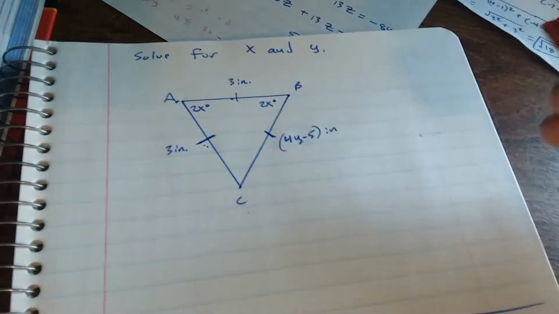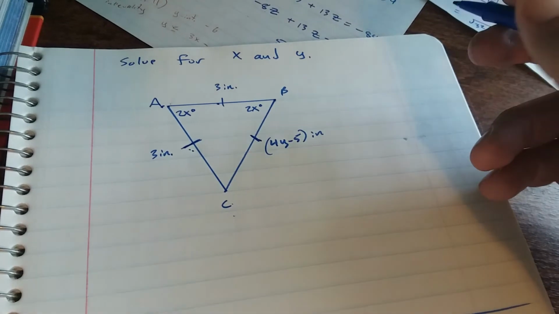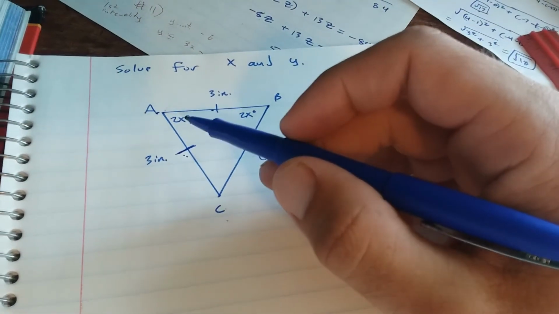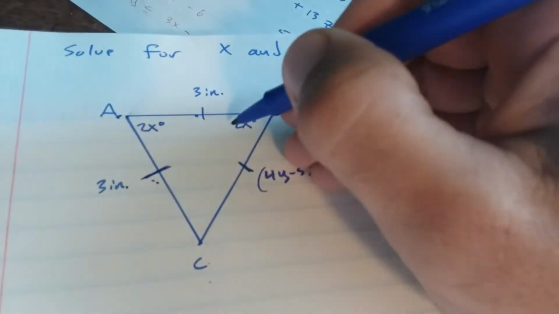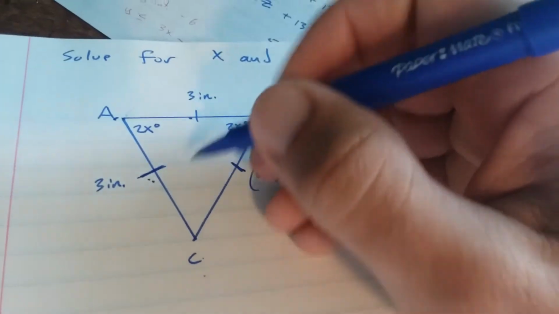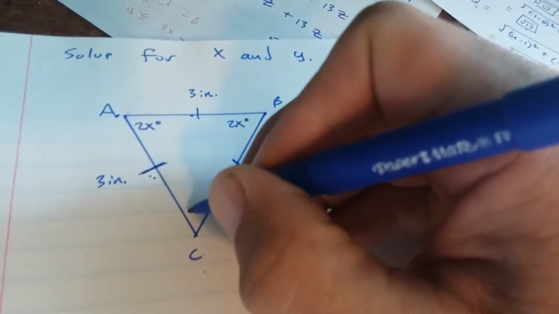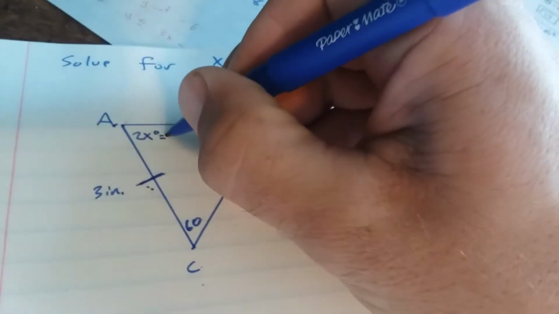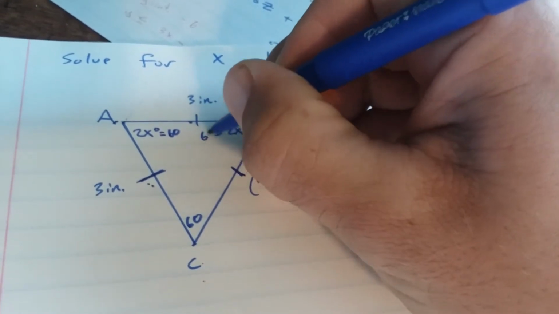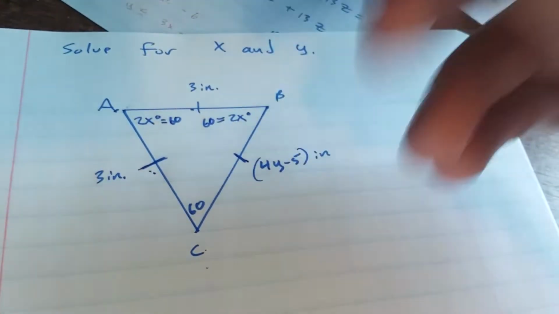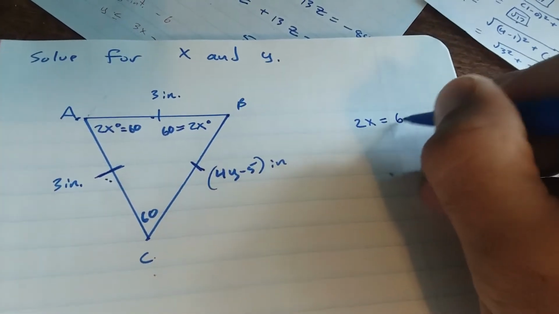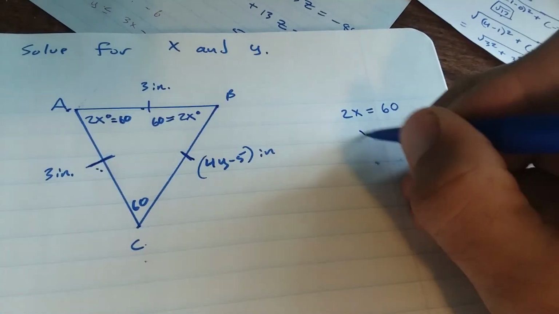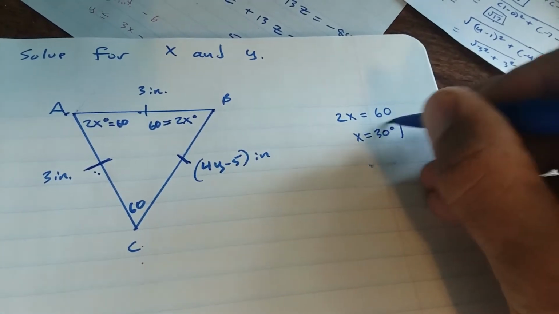So now we can solve for x and y. So first of all, we know that 2x plus 2x, we have an equilateral triangle, so we know this is 60 degrees. We know this is equal to 60, and this is equal to 60, because it's equilateral, all three angles must be 60 degrees. That's always true in an equilateral triangle. So that means that 2x equals 60, divide both sides by 2, x is 30 degrees.